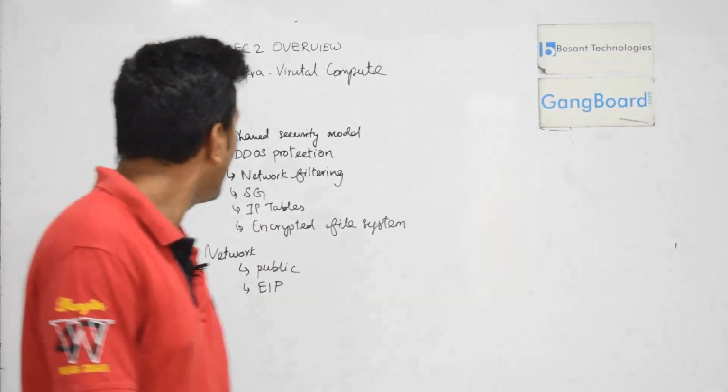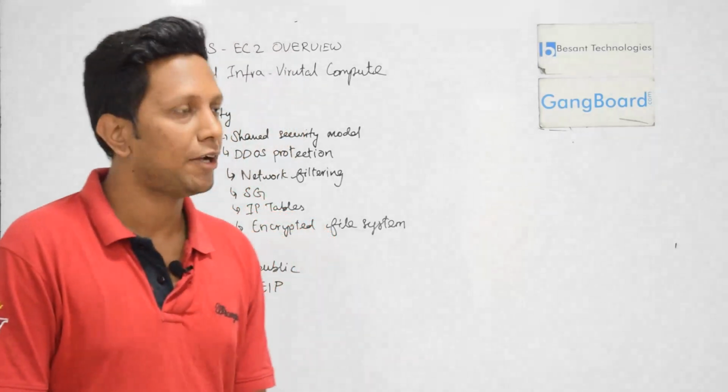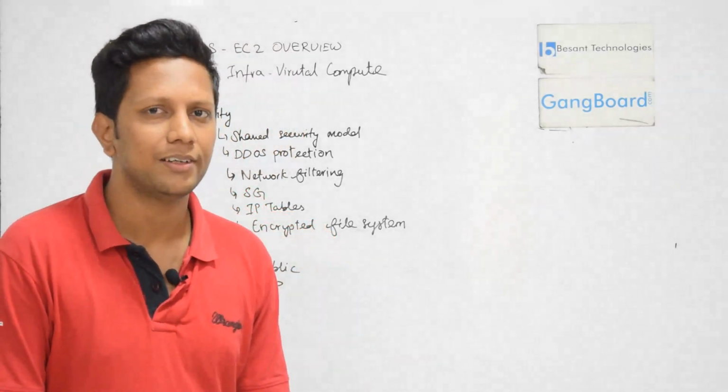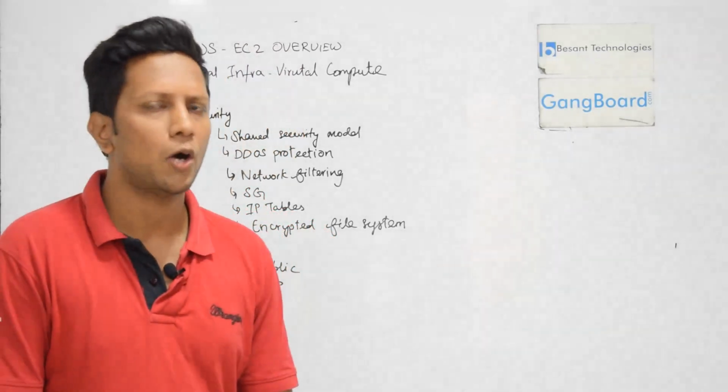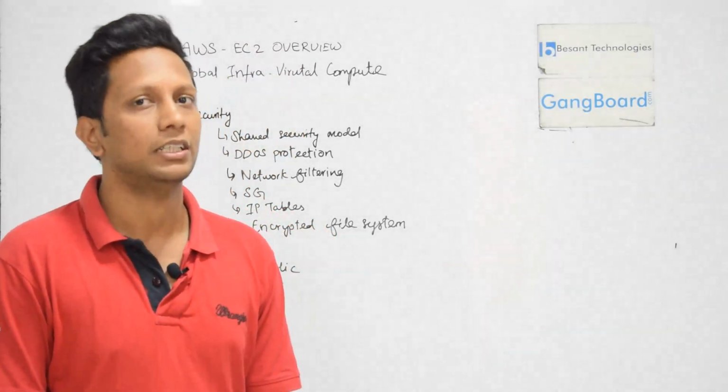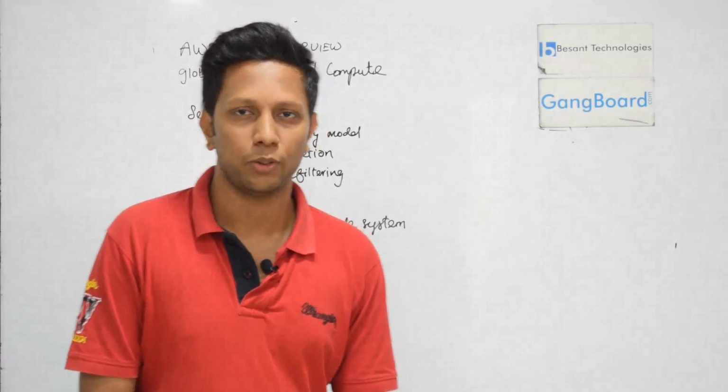And finally, there are other components when you set up an EC2 instance: security and network aspects, and how you are going to deal with them when you set up an EC2 instance.